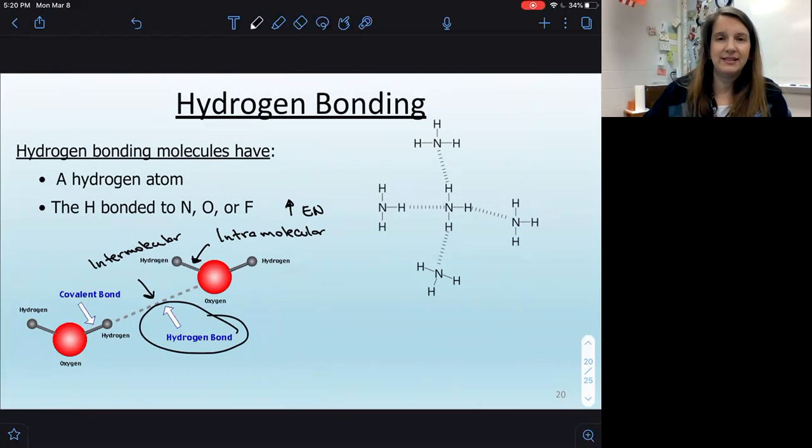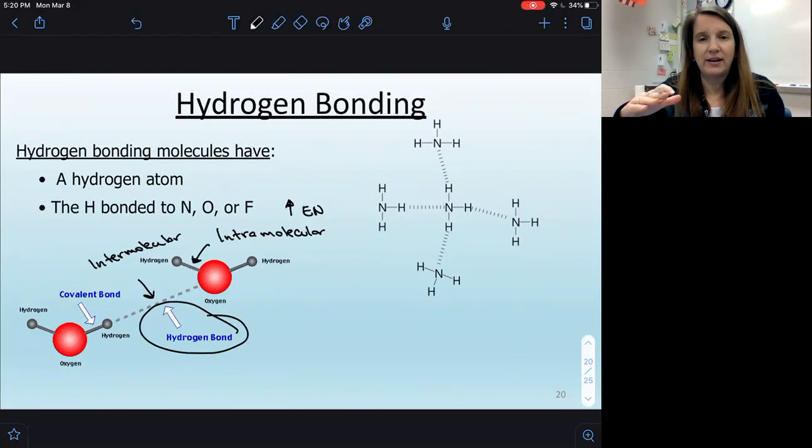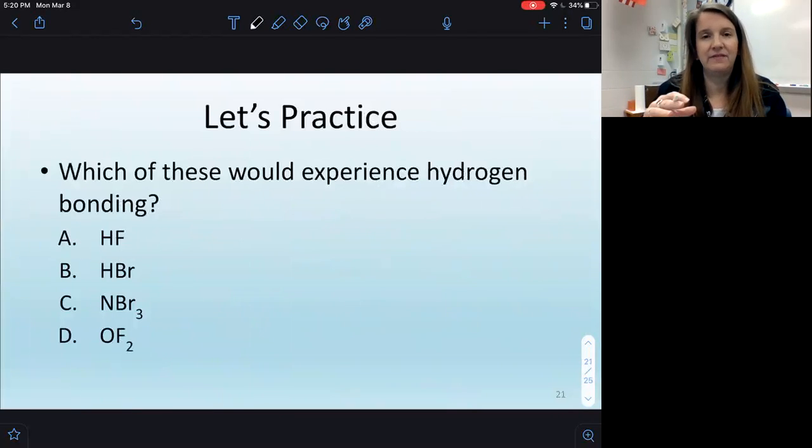Now, you can easily recognize by looking at a formula whether or not it would have hydrogen bonding or not, because you can look at a formula and see if the hydrogen is bonded to a nitrogen, oxygen, or fluorine. So of these here, which of these would experience hydrogen bonding? Well, which has a hydrogen bonded to a nitrogen, oxygen, or fluorine? That would be your letter A.